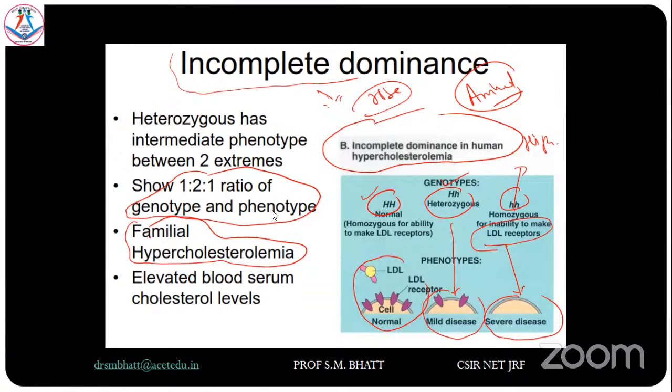So you got the idea of incomplete dominance in human beings. If I am not wrong, this question was asked last year about hypercholesterolemia expression. They were not focusing on the genetics, they were totally focusing on the cause of the severe disease. They might ask only half the question. I am explaining the full thing. What is the reason? Because the receptors were absent. Why were the receptors absent? Because of the homozygous condition, there was no LDL receptor.